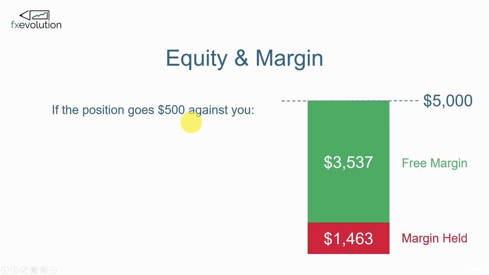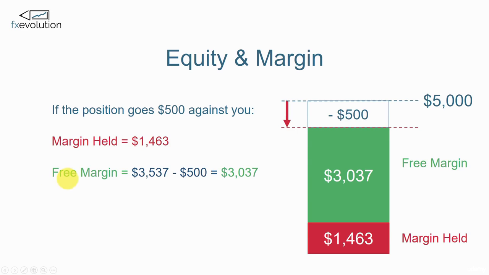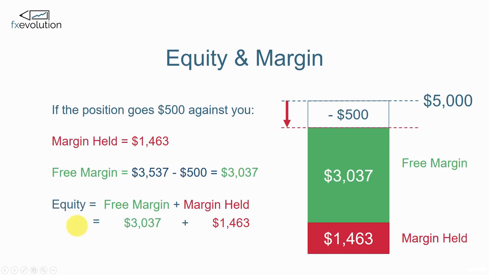Now, what happens if the position goes $500 against us? Again, the margin held does not change. The free margin will now become $3,037, and the equity, if we were to close the position at this time, would become $4,500.